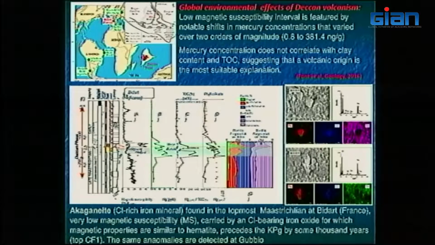And we can confirm this data by using other sections. For example, the LS section, the one that I just showed you, is quite a shallow section. When I say shallow, it's 500 meters deep. Now, let's see a little bit if we go into a deeper environment. And this is again the Bidart section in France, the one that I showed you with the decreased magnetic susceptibility just below the KT boundary. And you can see here that you have a nice mercury peak, even if you normalize by TOC.